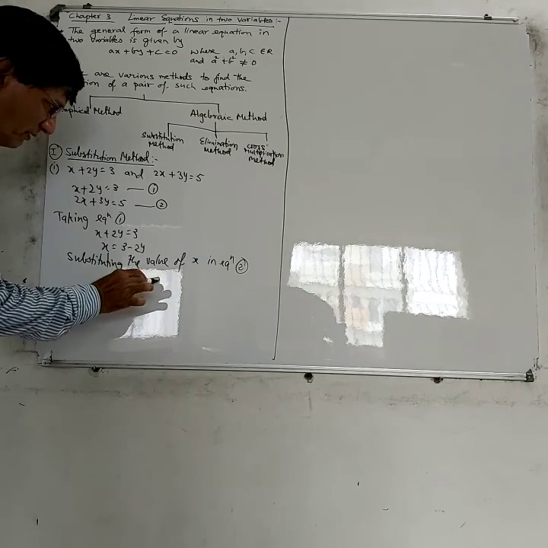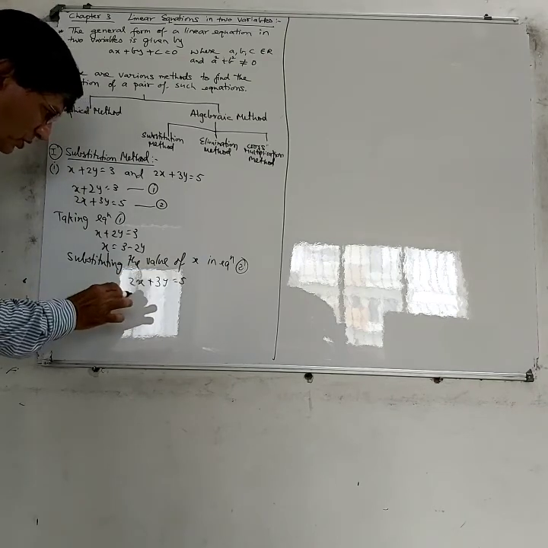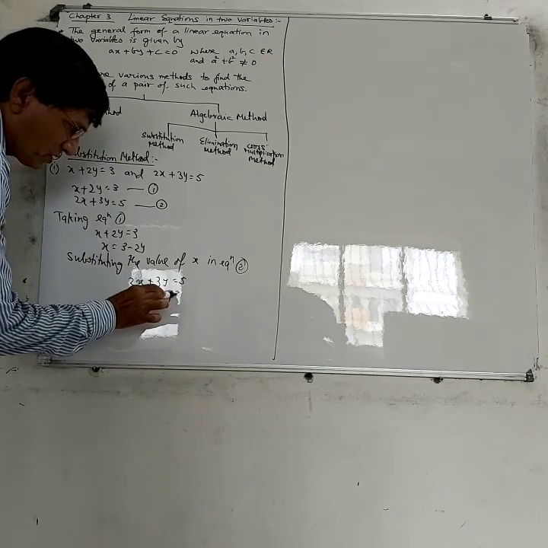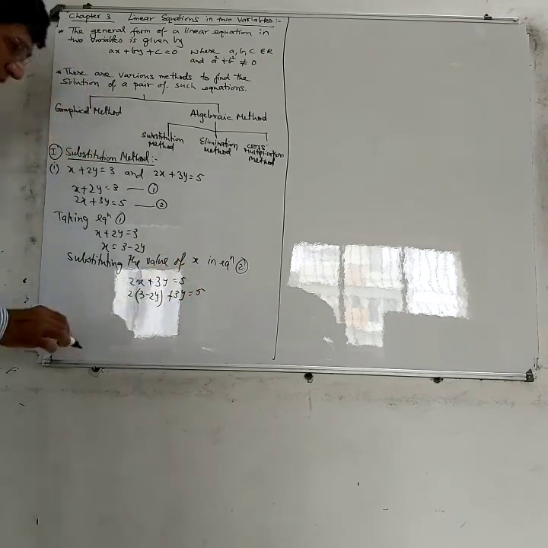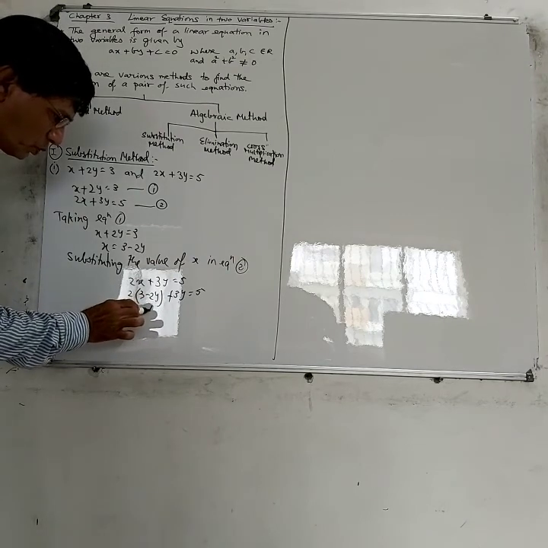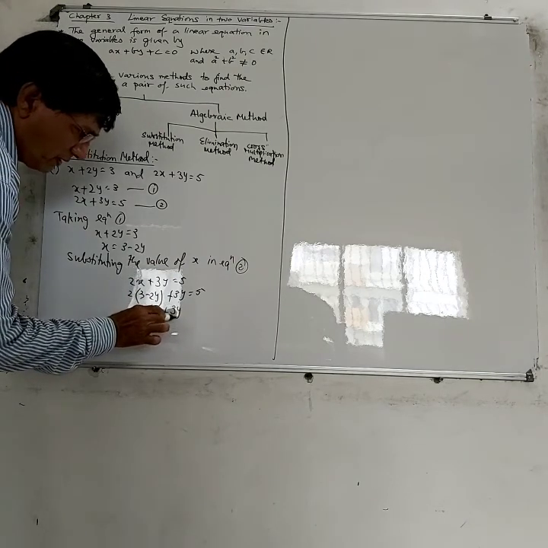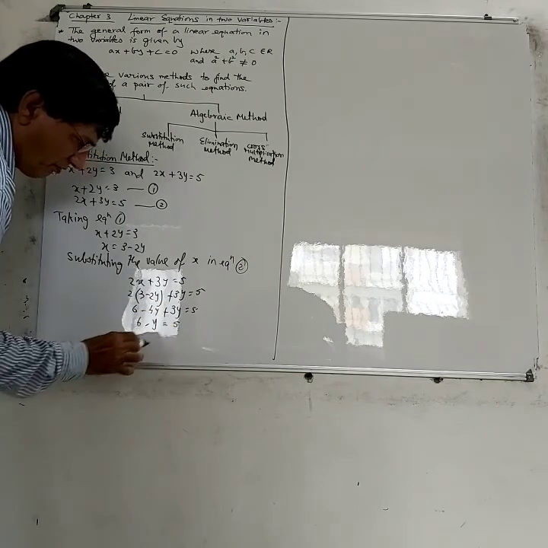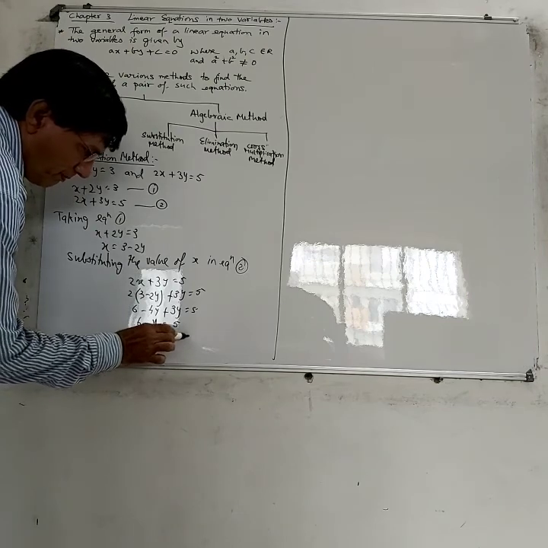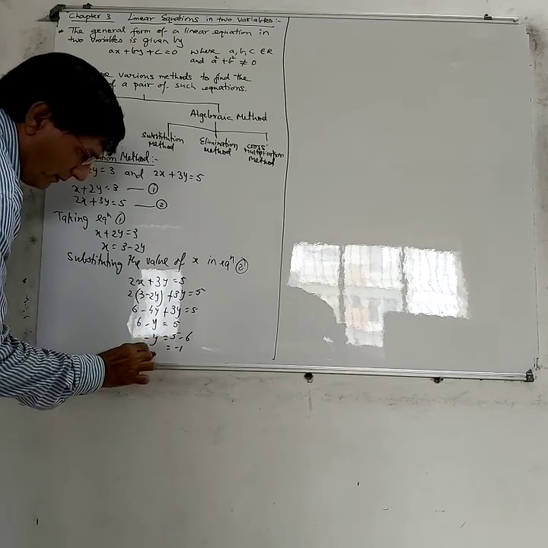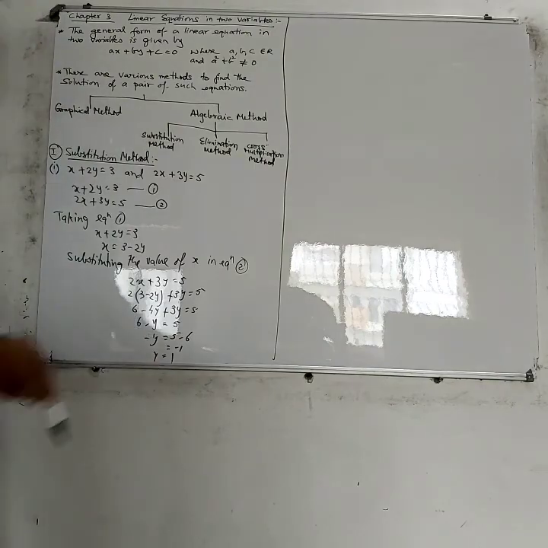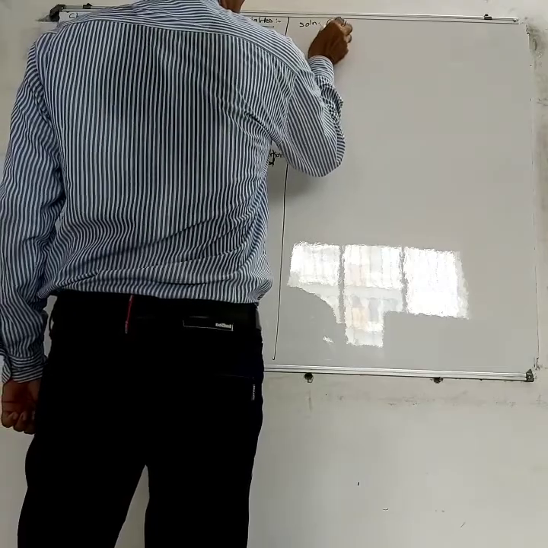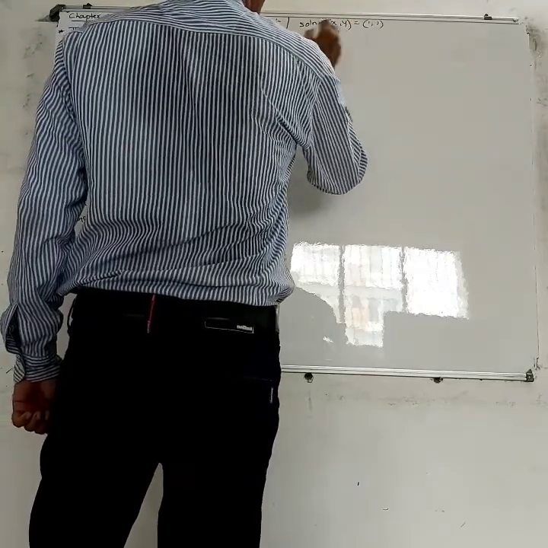2x + 3y = 5. 2 into x, but x = 3 - 2y, plus 3y is equal to 5. Therefore, 3 2s are 6, 2 2s are 4y, plus 3y is equal to 5. Therefore, 6 - y = 5. Minus 5, minus 6, minus 1. Therefore, y = 1. Now, we write it like this. Solution (x, y) = (1, 1).